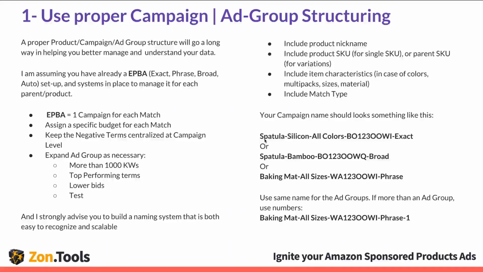So your final example is something like this: spatula. Silicone is the material. All color, we're targeting all the colors of this silicone spatula. This is the parent ASIN, and this is for the exact campaign. Or down here we have a bamboo spatula, which could be just a single ASIN actually, this one, and this is broad. Down here we have a baking mat, all sizes, so this is a parent ASIN, and this is a phrase campaign. And as for the ad group, I will simply advise you to take exactly the way you name the campaign and either add a -1 or simply add -lower bids or -top performing or -test, based on what's going on in that ad group, what is the goal of the ad group.